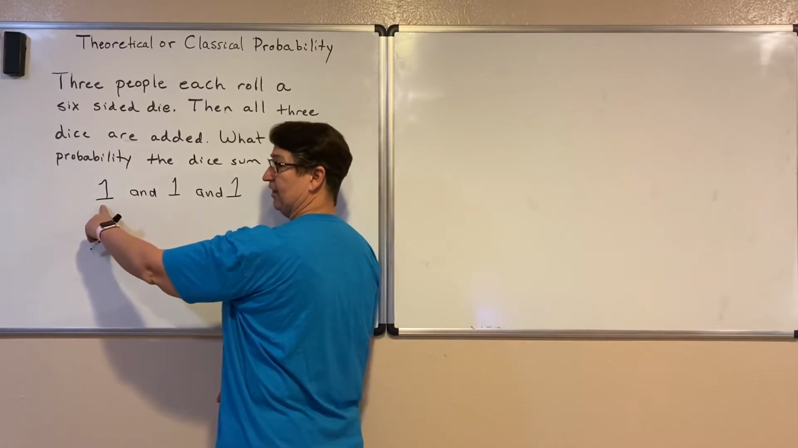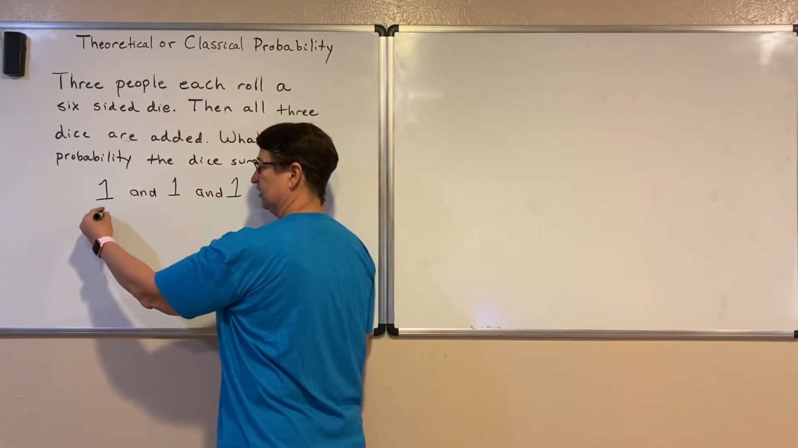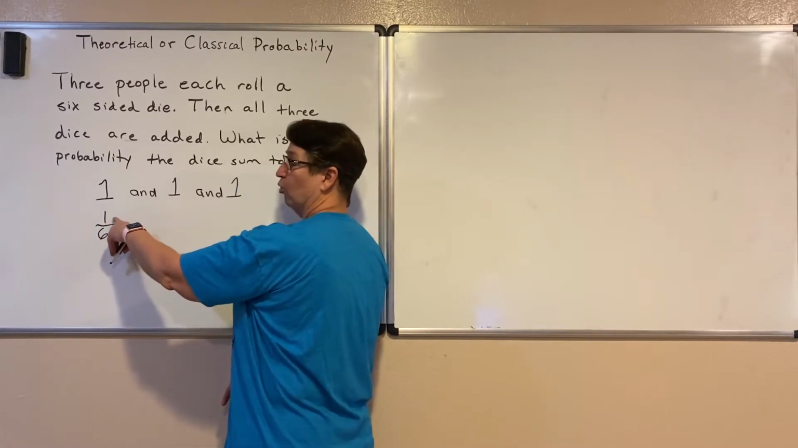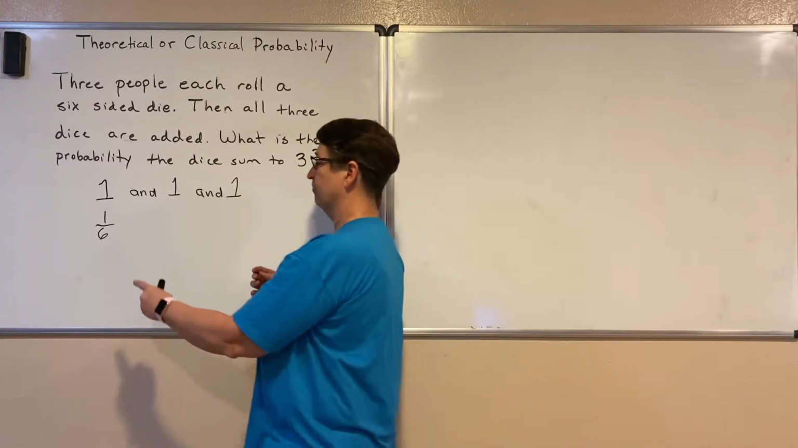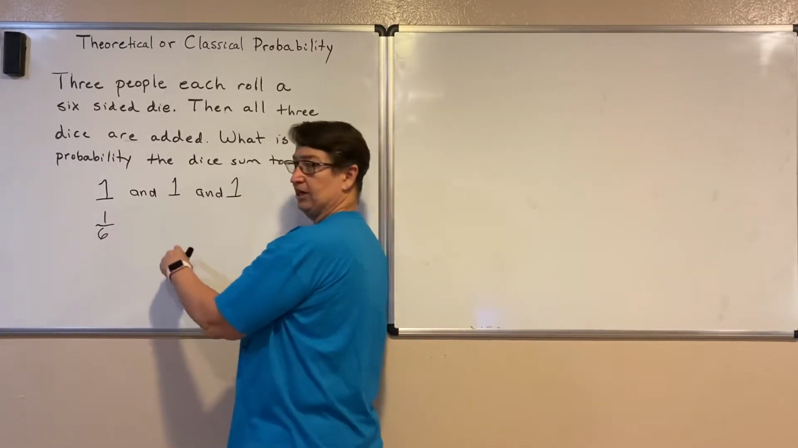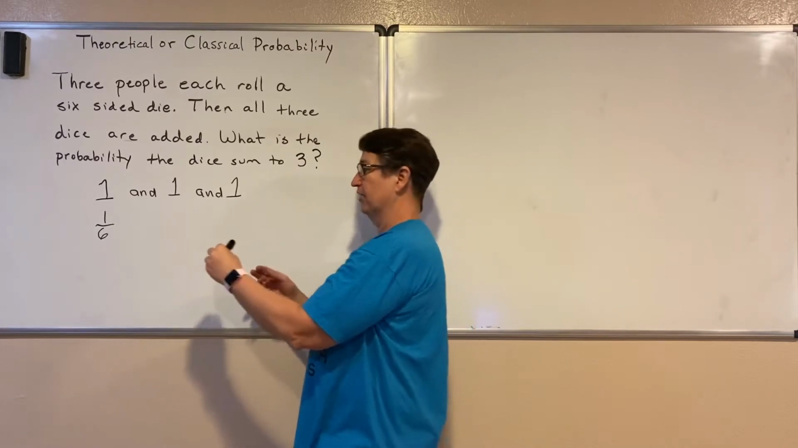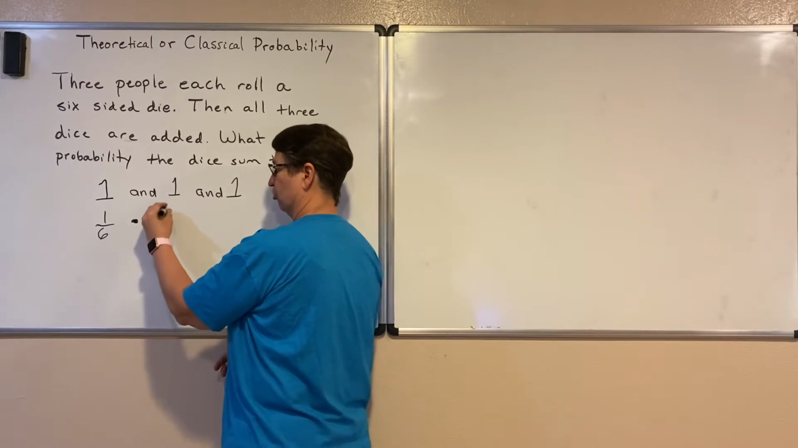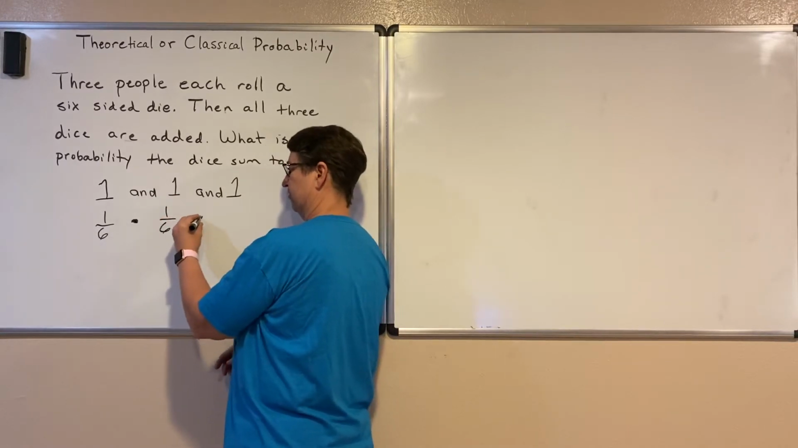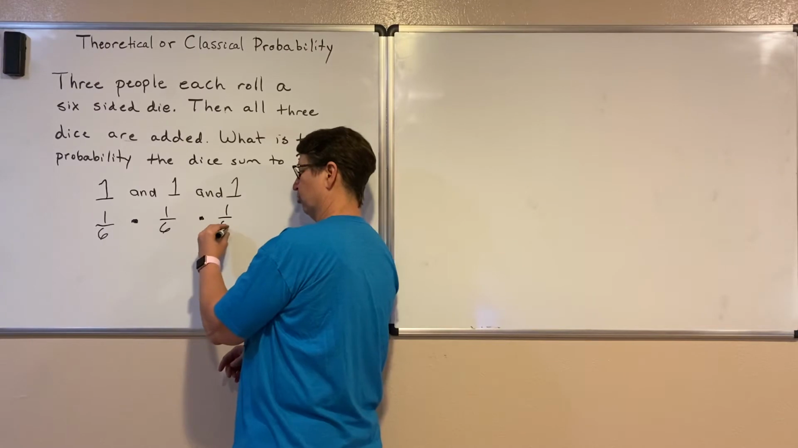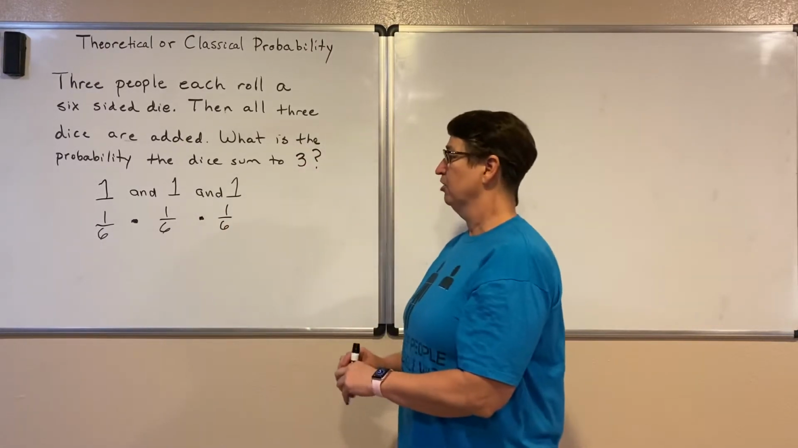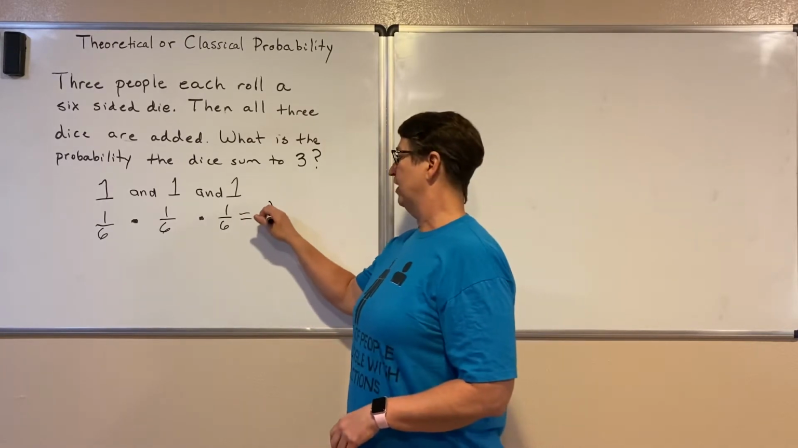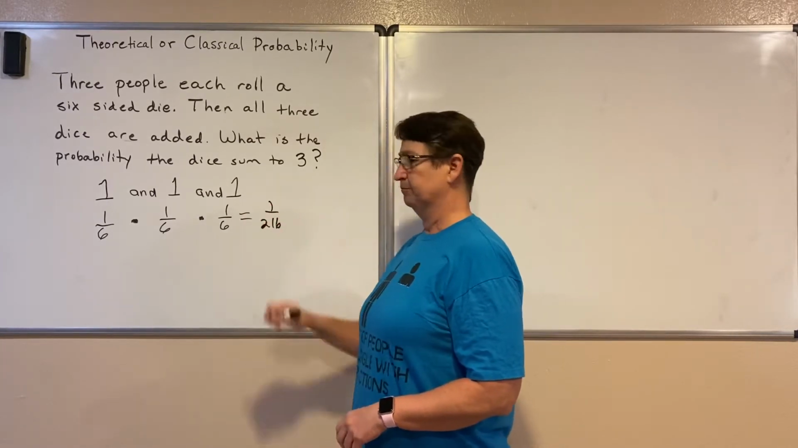So the probability that this person rolls a 1 is 1 out of 6, because there's 6 sides on a die, and there's one 1 on that 6-sided die. And because they're independent, we're going to multiply these together. So that "and" reminds me I'm multiplying. The probability the second person rolls a 1 is also 1 out of 6. And then the probability the third person rolls a 1 is also 1 out of 6. So the probability that they roll a 1 and a 1 and a 1 is 1 out of 216.